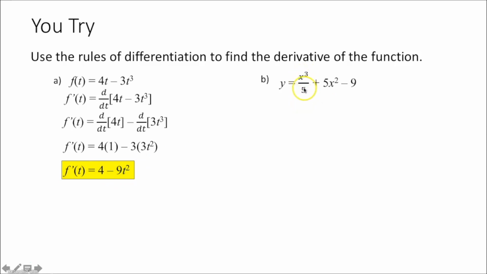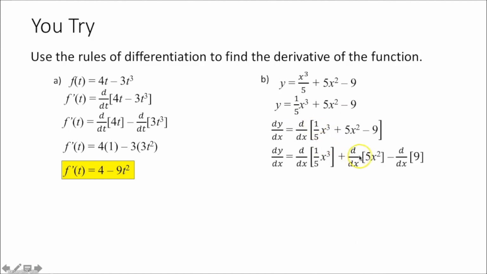For part B, I'm doing the same thing. Here I have x cubed over 5, which I'm going to rewrite as 1/5 times x cubed. That makes it a little easier when you're using the constant multiple rule. Now, I'm going to take the derivative of this particular function, meaning by the sum and difference rule, I'm going to take the derivative of each of these terms now.